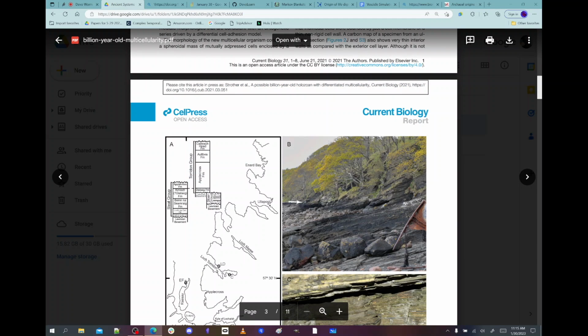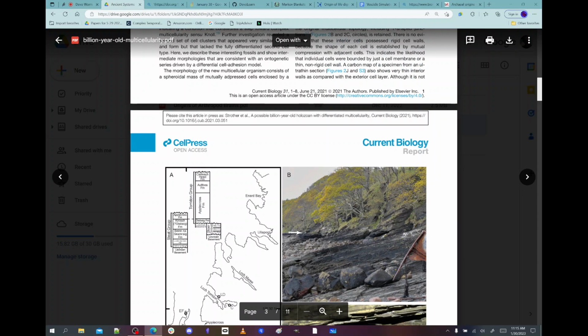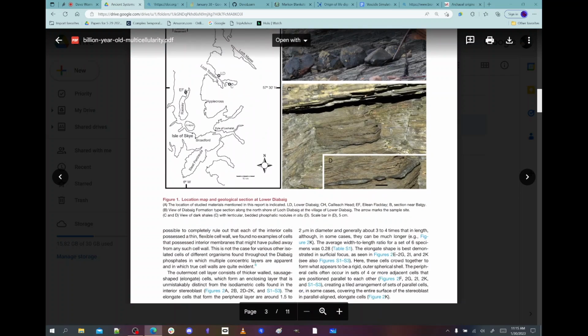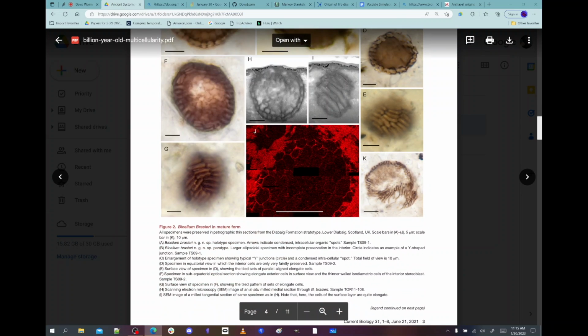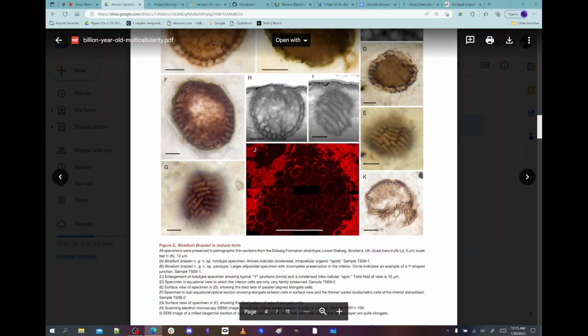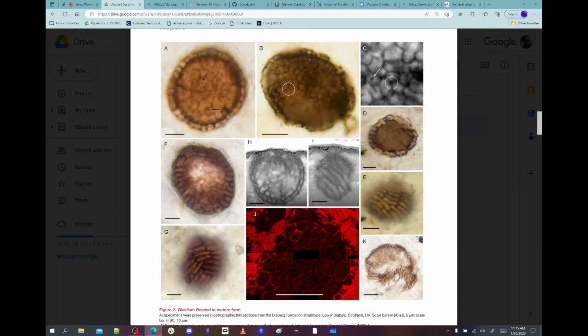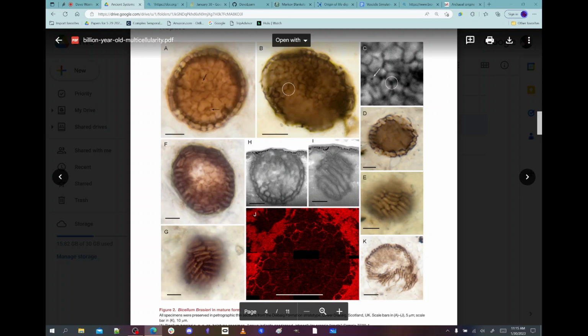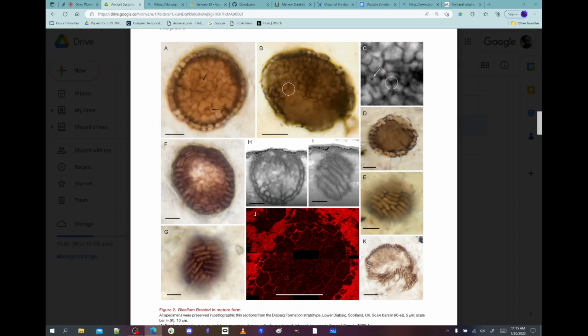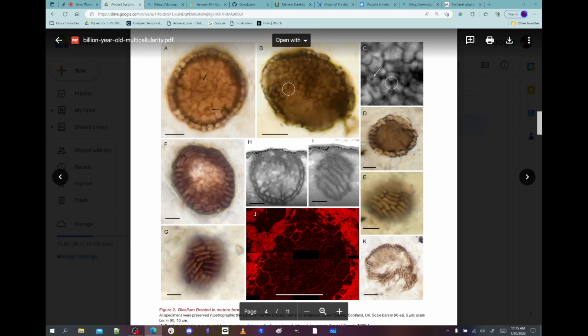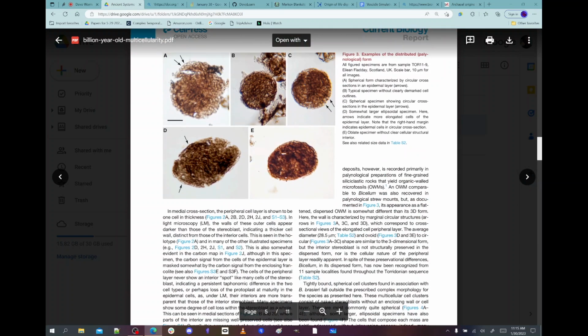This is their site that they've gotten these fossils from. Then these are some of the pictures of this Bicellum brachyeri in its mature form. So it has this shape that we see at the sort of the third stage of that graphical abstract. This is the mature stage of Bicellum. And then we see variations on this. We also see in this one, this is the distributed form here.